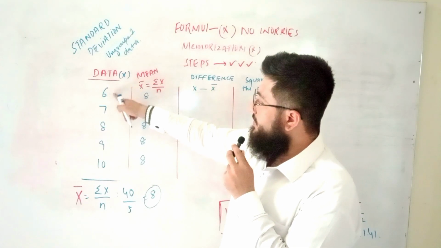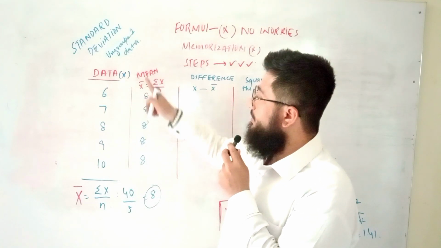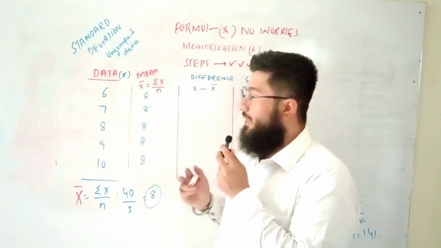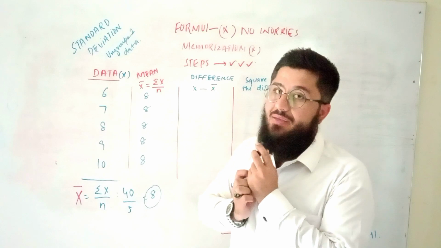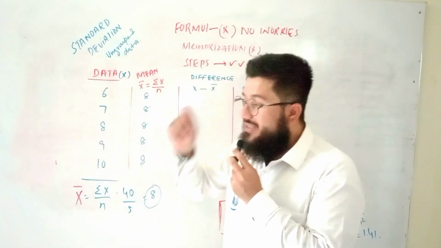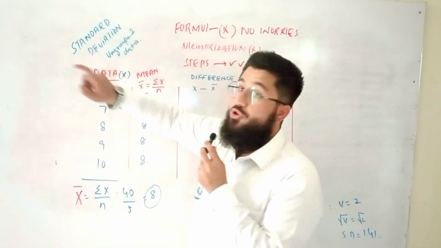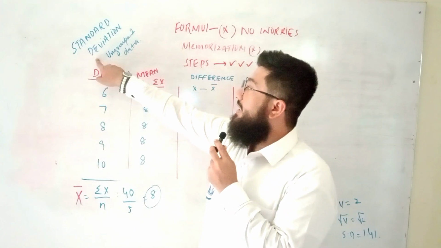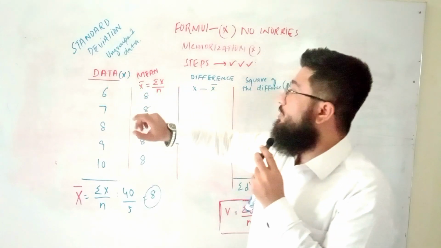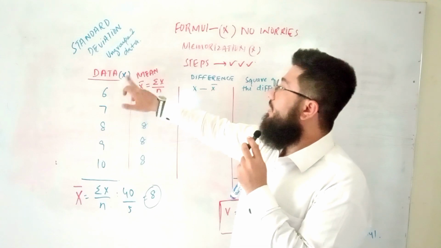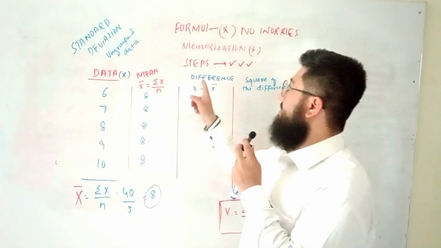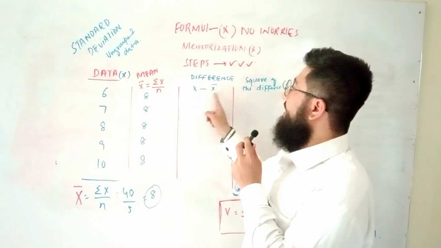So what we got? Data x is 6, 7, 8, 9, 10, and x bar is the mean which we got from the data, that is 8, 8, 8, 8, 8. The very first step is to take the mean from the data. The very second step, when you are doing standard deviation, you must remember, is to find the difference between the data and the mean.